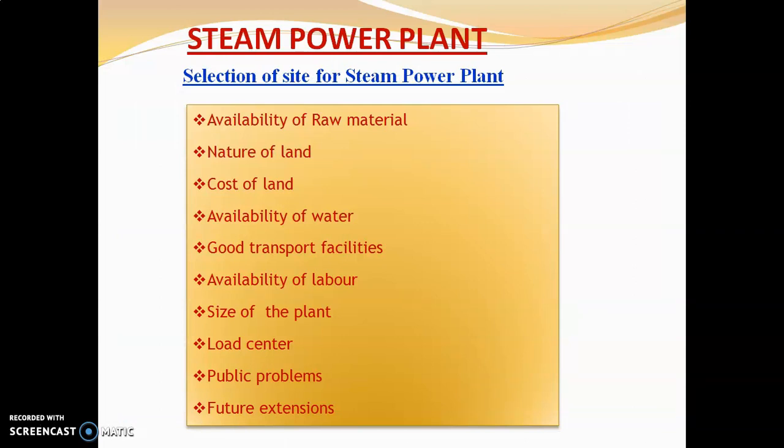Now we are going to study the major constraints for the selection of a site for steam power plants. The various constraints are availability of raw material, nature of the land, cost of the land, availability of water, good transport facilities, availability of labor, size of the plant, load centers, public problems, and future extensions. These are all the constraints for selecting the site for steam power plants.